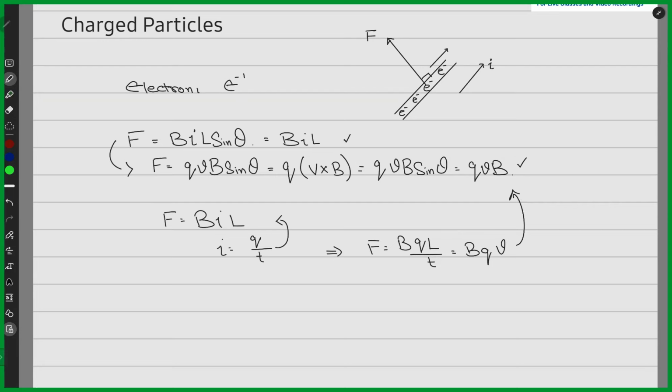Right? Any questions so far? This topic is usually called the force experienced on moving charges in a magnetic field.